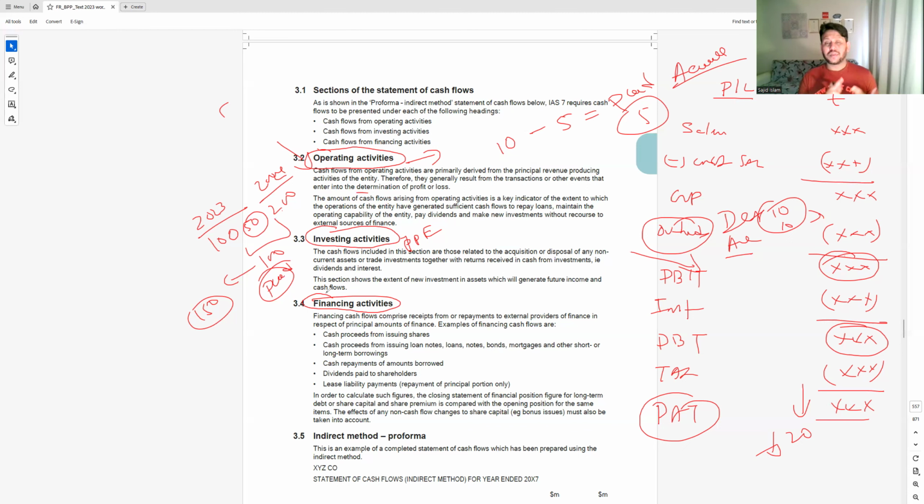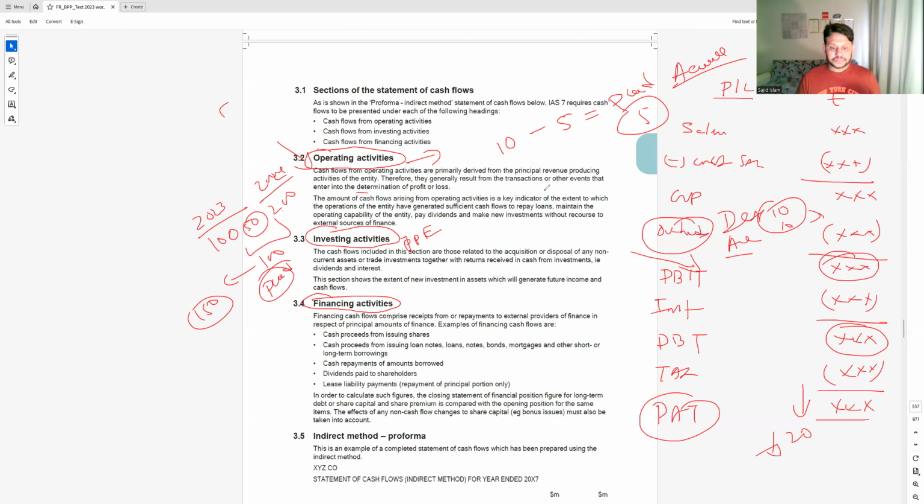So we have three activities: operating activities, investing activities, and financing activities. Operating activities is linked with the business's day-to-day trading activities, and we're mainly going to prepare it by looking at the profit and loss account and additional information. On the other hand, investing activities will be mainly from the balance sheet and additional information. The financing activities are also linked with the balance sheet, but the operating activities are mainly linked with the profit and loss account, except the working capital changes for inventory, trade receivables, and payables.